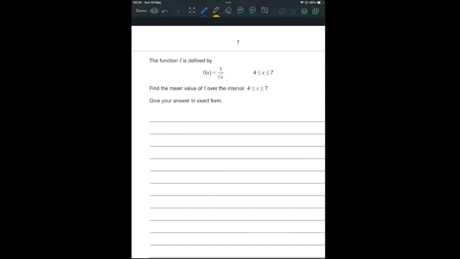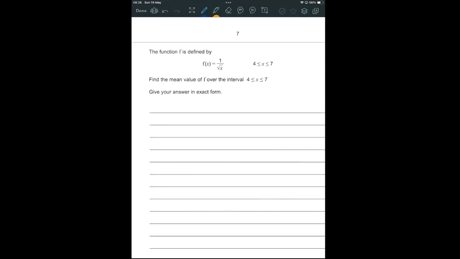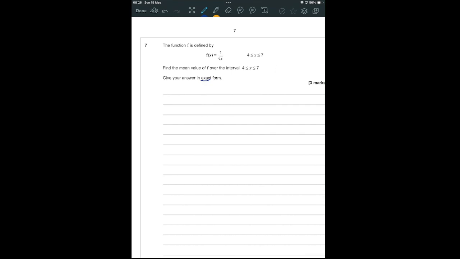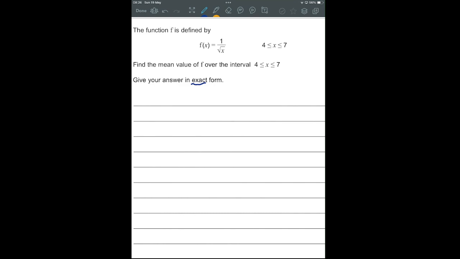Question 7, a mean value question. The function is given between those limits, give your answer in exact form. So exact form implies that we can't cheat too hard with our calculator. It is 3 marks, so maybe the calculator does give it exact and we can be cheeky. So the mean value is given by the formula 1 over b minus a, integral between b and a of the function. So now we just need to put the numbers in.